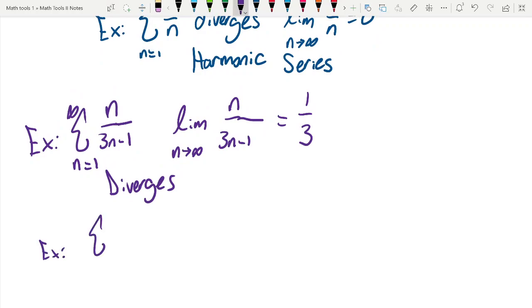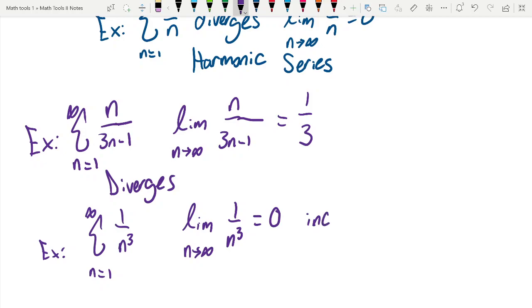Another example, the sum from n equals 1 to infinity of 1 over n cubed. When we take the limit here, this does equal 0. So this tells us that we can't rule out that it converges. It might converge or it might diverge. So it's inconclusive. If we're just looking at an answer for the test for divergence, we would say it is inconclusive.